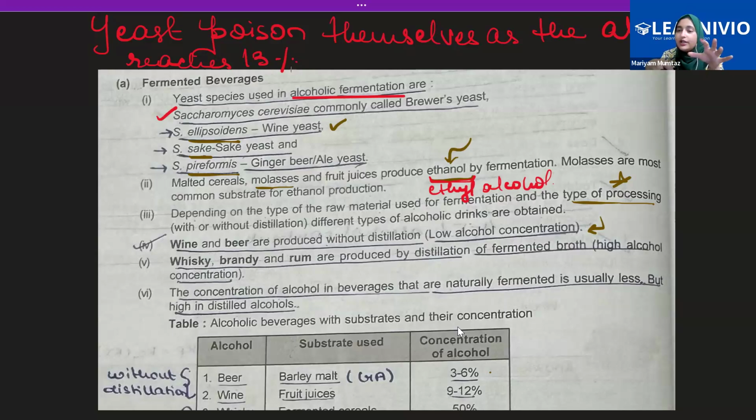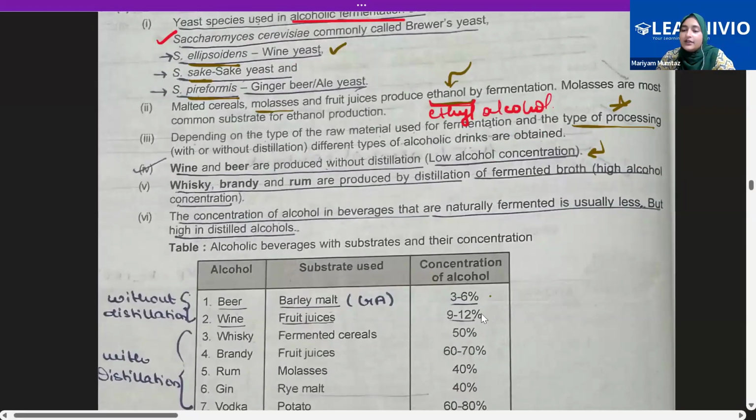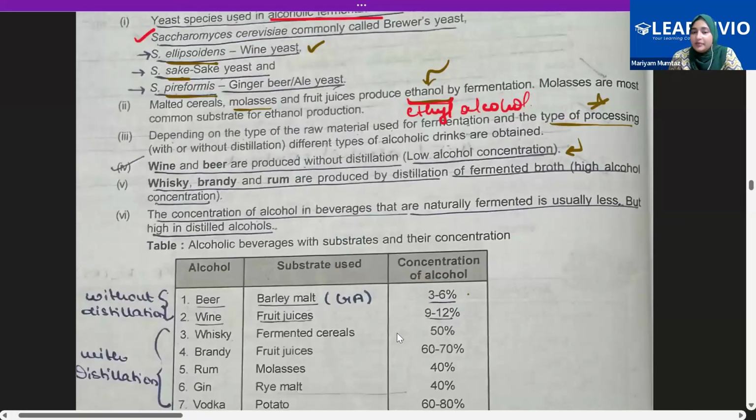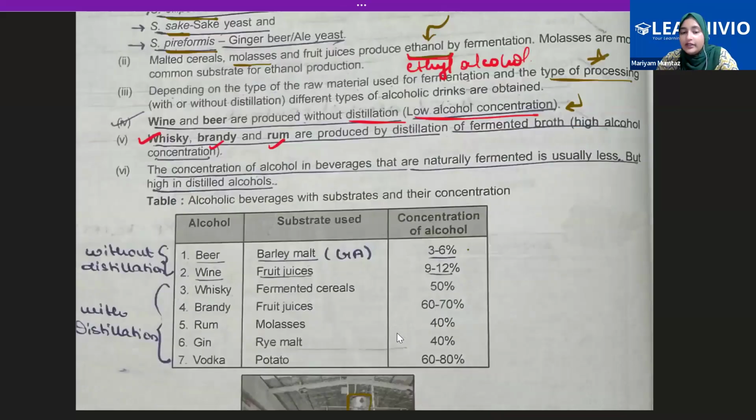So their alcoholic concentration will be very less. Whereas the drinks that have fermentation followed by distillation are going to have a higher alcoholic concentration. For example, wine and beer, these two drinks are produced without distillation, so they have low alcohol concentration. On the other hand, whiskey, brandy, and rum are produced by distillation, so they have a very high alcoholic concentration.